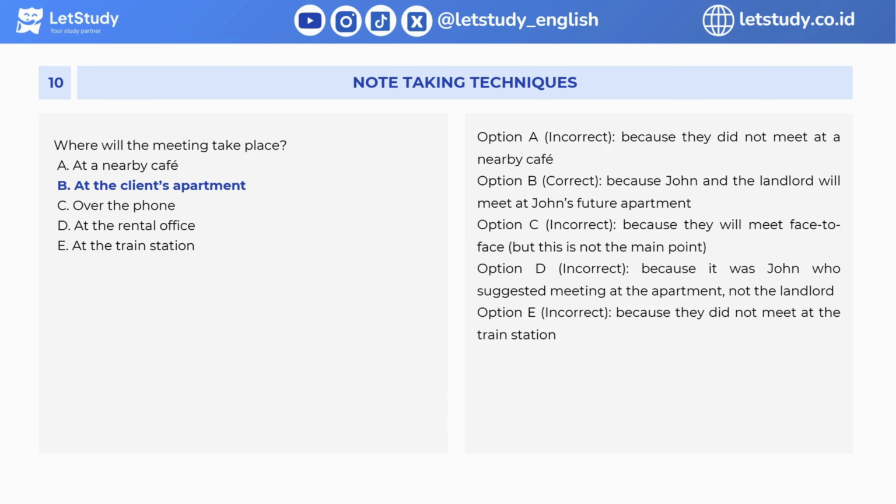At the client's apartment. Option A is incorrect because they did not meet at a nearby cafe. Option C is incorrect because they will meet face to face, but this is not the main point. Option D is incorrect because it was John who suggested meeting at the apartment, not the landlord. Option E is incorrect because they did not meet at the train station. So the answer is B, at the client's apartment, because it's a mutual agreement. They will meet at the future apartment of John.